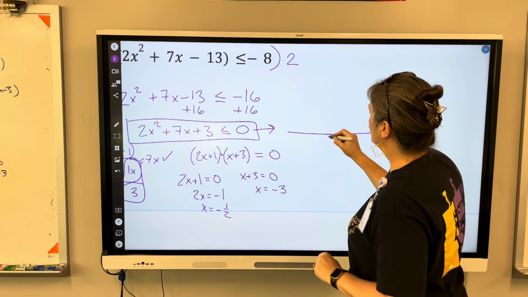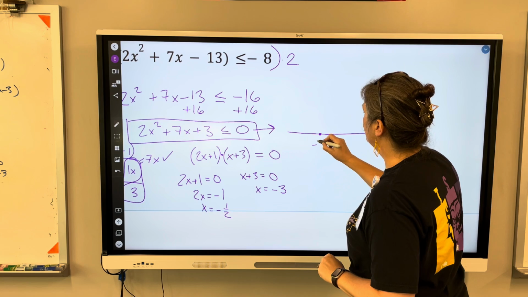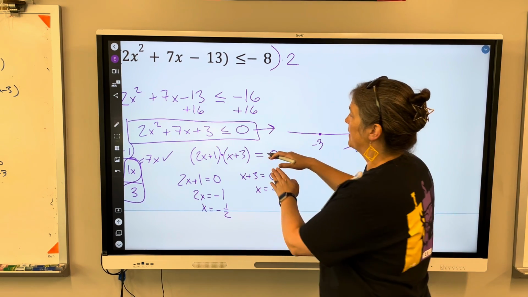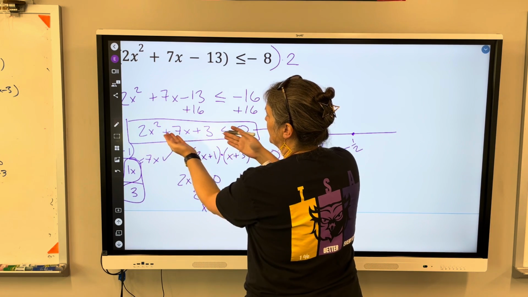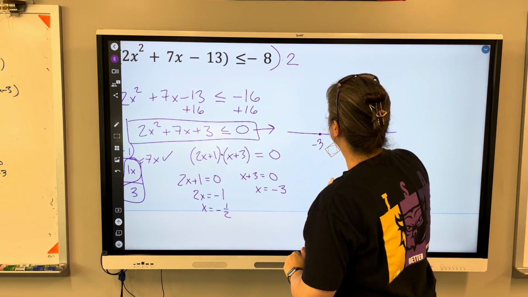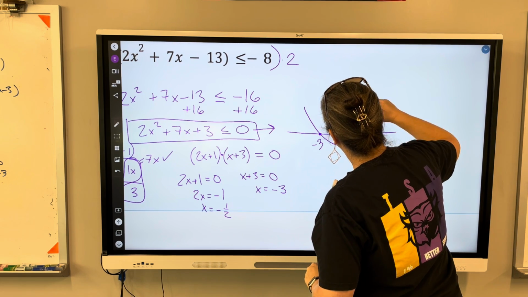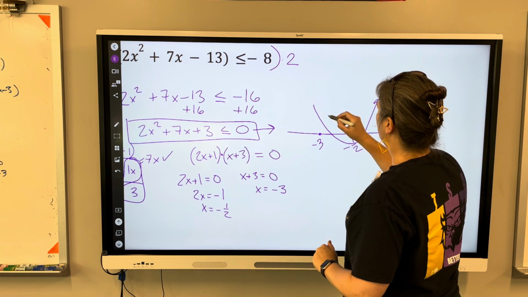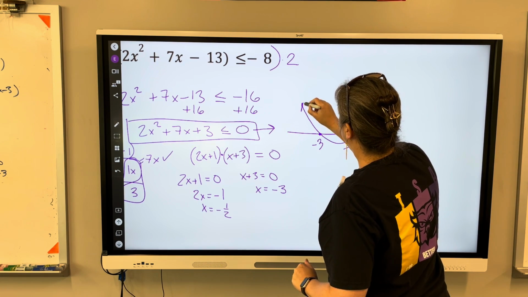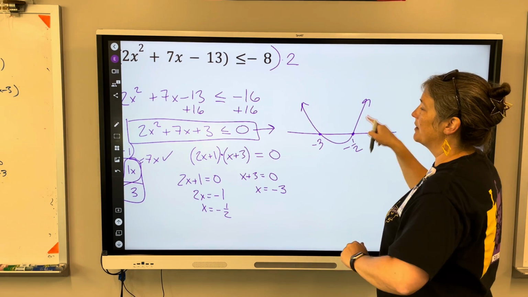If my zeros are -3 and -1/2, and the parabola I'm graphing here opens upward because the leading coefficient is positive, then my parabola will do this. Come on, go through those points. There we go. This is what my parabola will do.